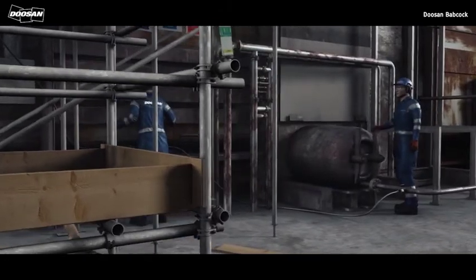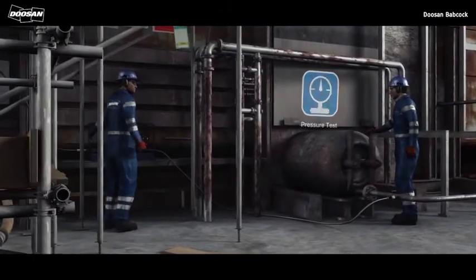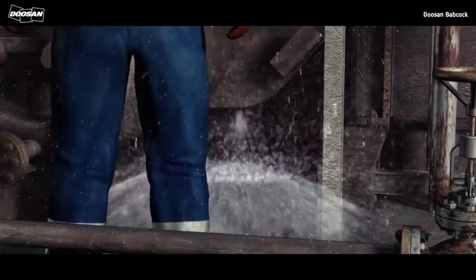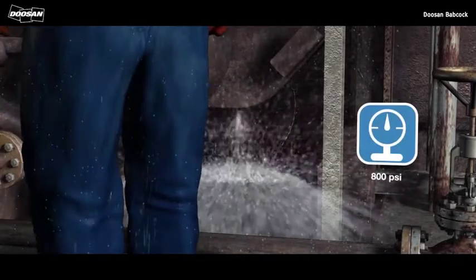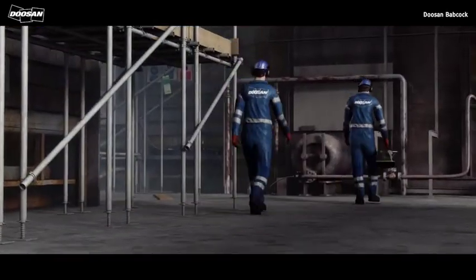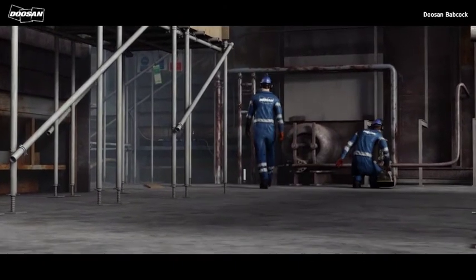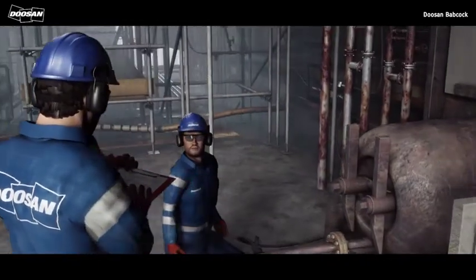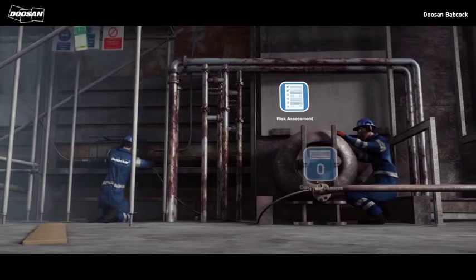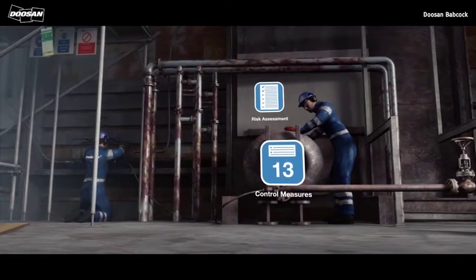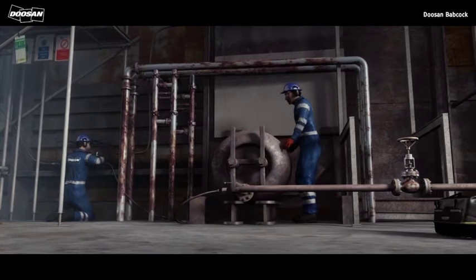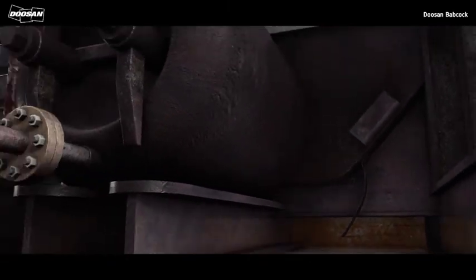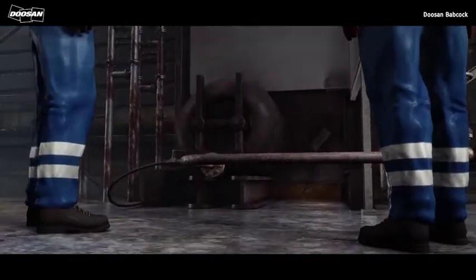Two Doosan Babcock operatives were carrying out a routine pressure test in the vicinity of a boiler when a section of pipework burst, resulting in a release, covering them with water and debris at 800 psi. The operatives were experienced and competent. They were working to an approved test procedure, had created a permit under the client's safety permit to work, carried out a risk assessment, and highlighted a total of 13 separate control measures to mitigate identified risks. So what went wrong, and why were Doosan Babcock's expectations for this critical task pressure testing procedure not met?